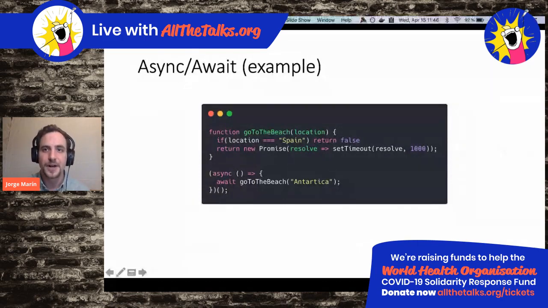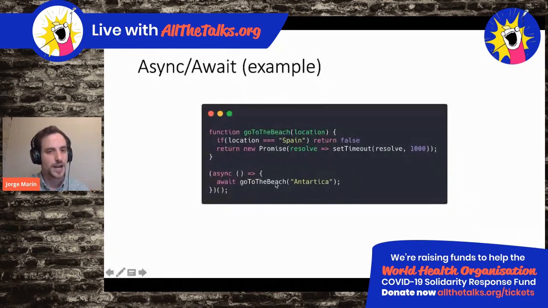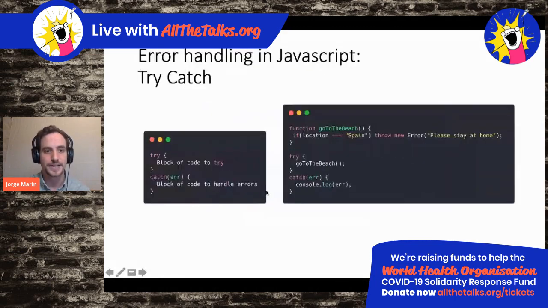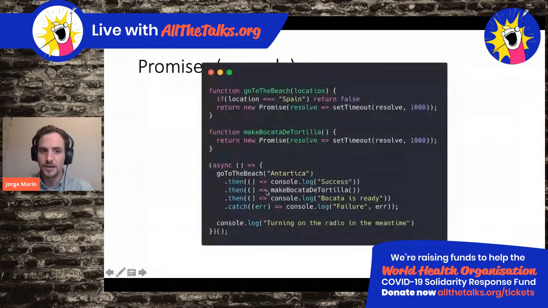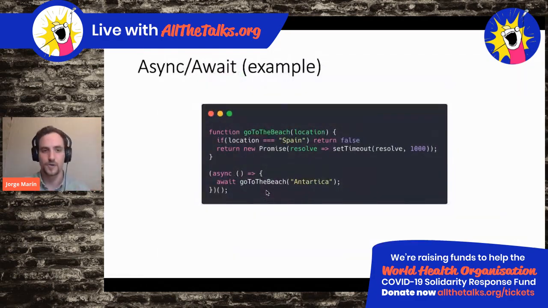So we have this await in here, and it's going to wait for the go to the beach function to finish before executing the next line of code. So it's similar to the dot then, but we don't need to put the dot then. It's always going to be await this function, await this other function, await this function. And everything is going to be executed sequentially. Node.js is going to wait for each of the async tasks to return before executing the next line.